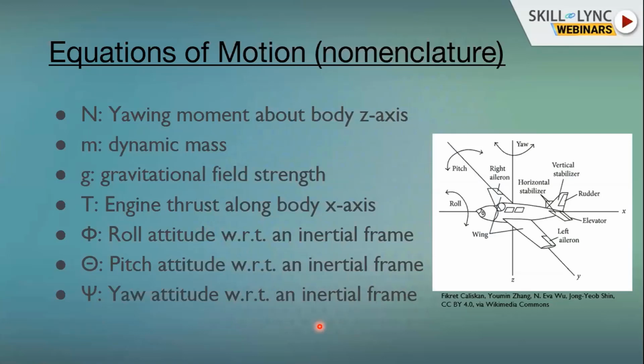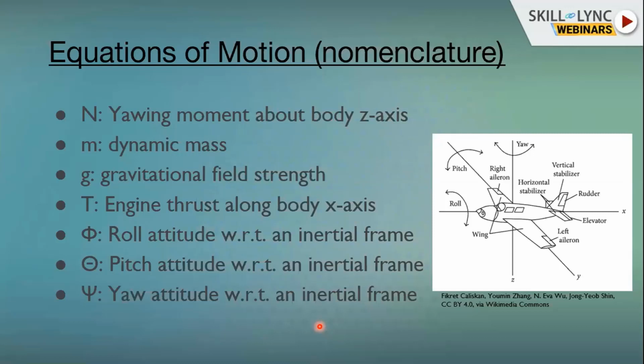When an aircraft is flying, dynamic mass remains almost constant except for the fuel depleted as you're flying from point A to point B. If somebody would like to take the change in mass into account, that's ideal. If not, since you have a man in the loop, the pilot can handle that, or the control system can handle that. g stands for the gravitational field strength. T stands for engine thrust.